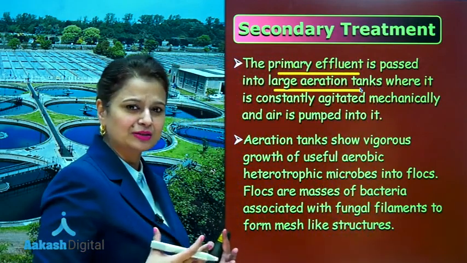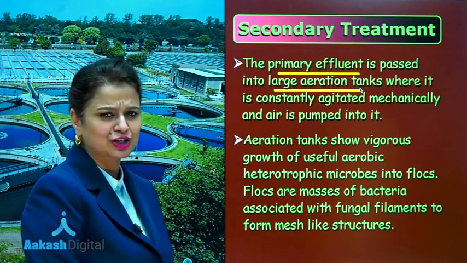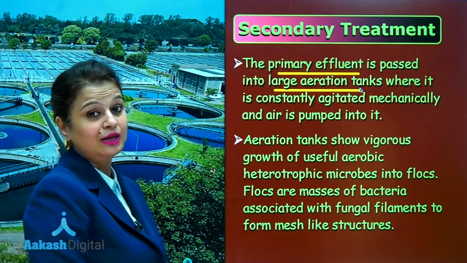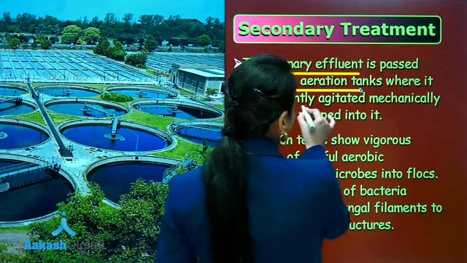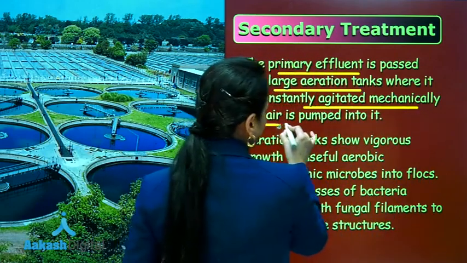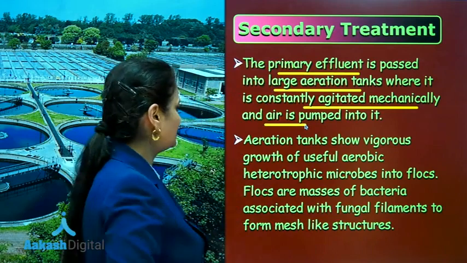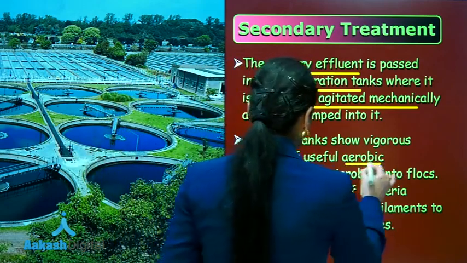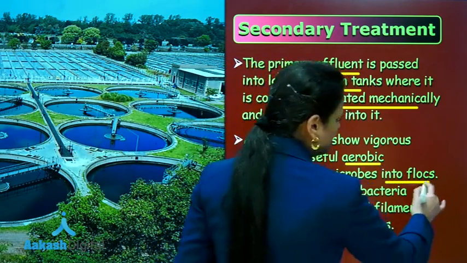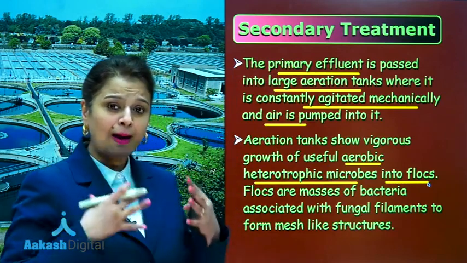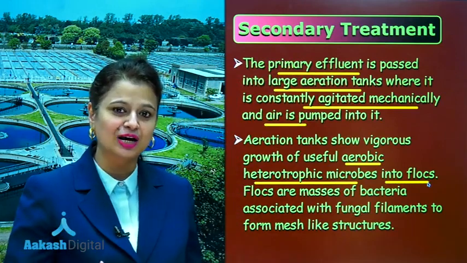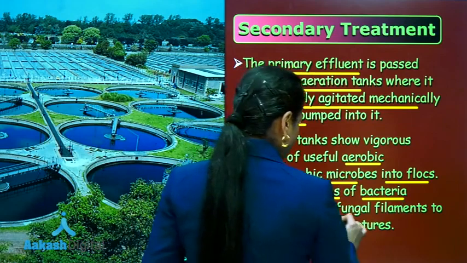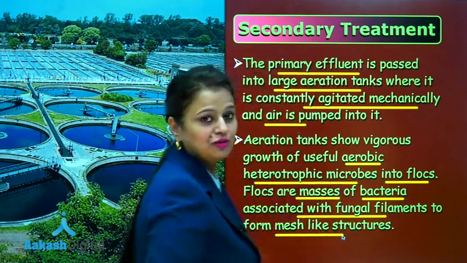Yes, proper aeration is there because the microbes involved in digestion and decomposition of organic matter are aerobic microorganisms. They are aerobes. It is constantly agitated mechanically and air is pumped. That's why you call it an aeration tank. Aeration tanks show vigorous growth of useful aerobic heterotrophic microbes into flocks. I have told you flocks represent a mass of bacteria and fungi which gives a mesh-like appearance. So they are masses of bacteria and fungi which form mesh-like structures.